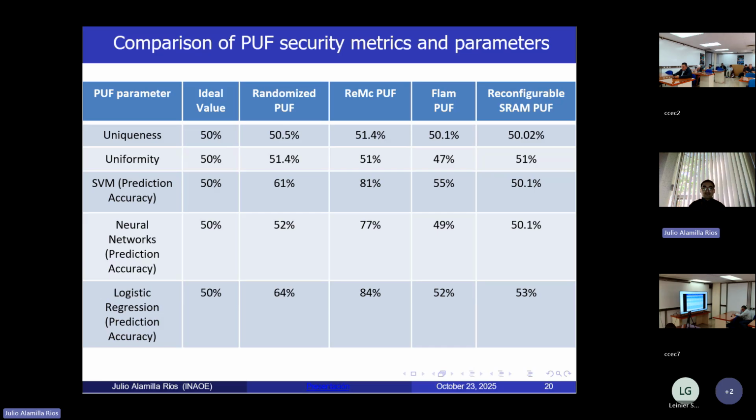In summary, considering both the performance metrics and the resistance to modeling attacks, the results show that the FLAM PUF and the reconfigurable SRAM PUF offer the best balance between uniformity, uniqueness, and security. Both maintain values close to the ideal 50% and exhibit low prediction accuracy on their machine learning attacks, indicating high modeling resistance and therefore more reliable behavior for secure IoT device applications.